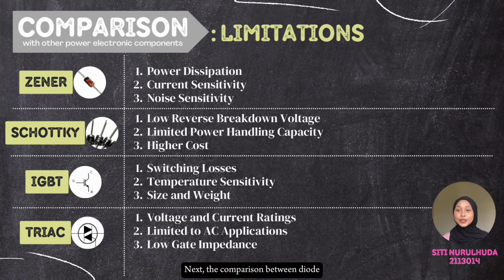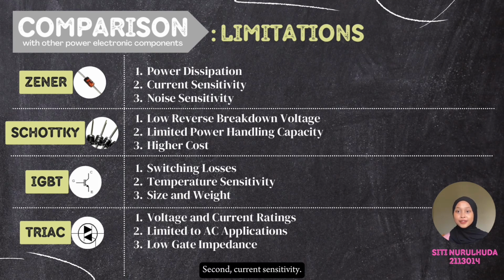Next, the comparison between diodes and other power electronic components in terms of limitations. Zener diode. The first limitation of Zener diode is power dissipation. Zener diodes have a maximum power dissipation limit. Exceeding this limit can lead to overheating and potential failure.